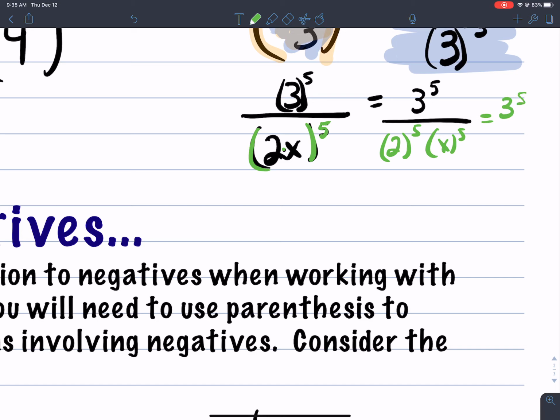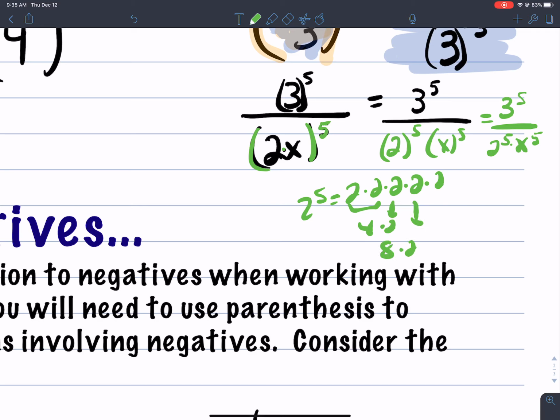So 3 to the 5th over 2 to the 5th times x to the 5th. And we'll leave it at that for right now. We won't expand 2 to the 5th, although we know that 2 to the 5th, if we needed to, 1, 2, 3, 4, 5. So 2 times 2 is 4, times 2 is 8, times 2 is 16, times 2 is 32. So if the directions or your teacher wanted you to expand that further, we could do that.